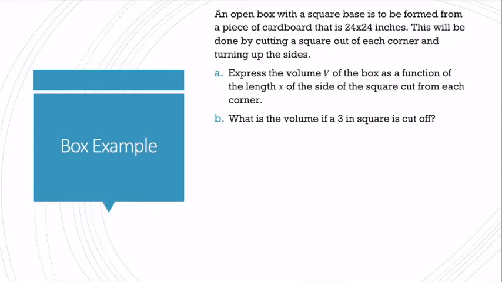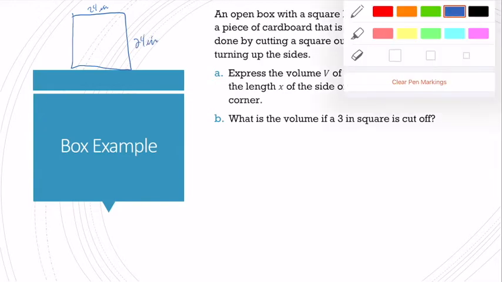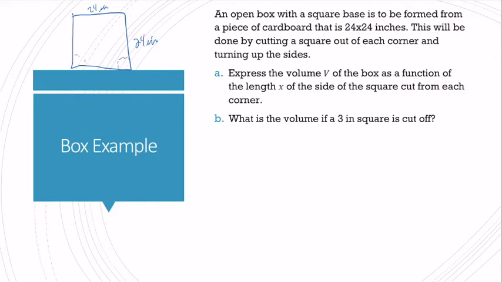All right, the next problem I'm going to have us working on, and also the last problem, is about a box. So an open box with a square base is to be formed from a piece of cardboard that is 24 by 24 inches. This will be done by cutting a square out of each corner and turning the sides up. What we want to do is express the volume of the box as a function of length x of the side of the square cut from each corner.